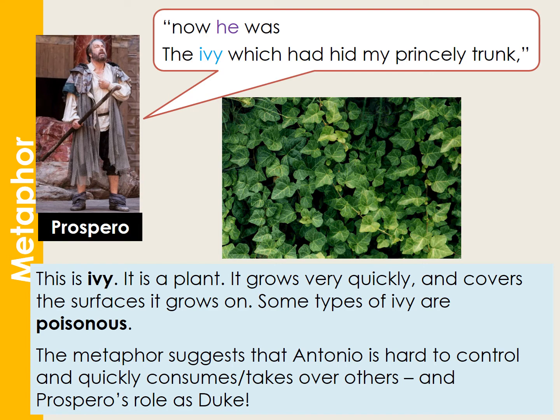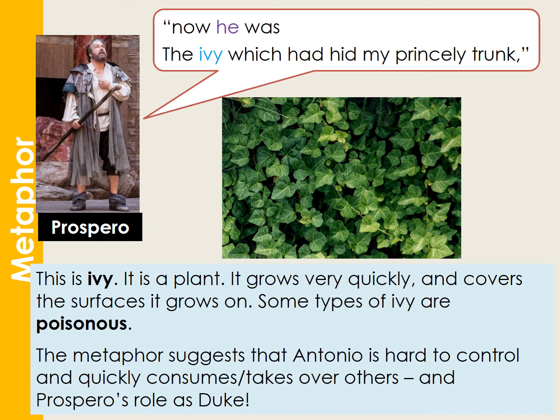So this metaphor suggests that Antonio, a bit like ivy, is hard to control and quickly consumes and takes over others. So in this sense, really, what Prospero is talking about is his own role as Duke of Milan. So a bit like growing ivy, Antonio has taken over his role. He's usurped his role, moved him out of the way.